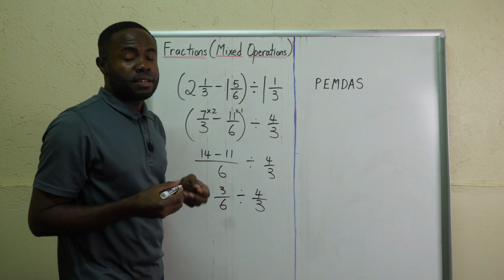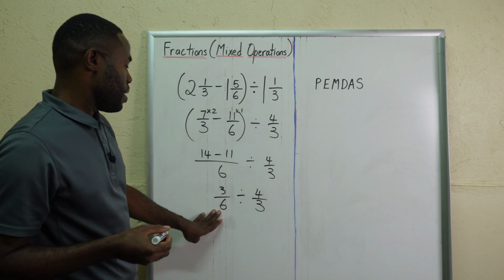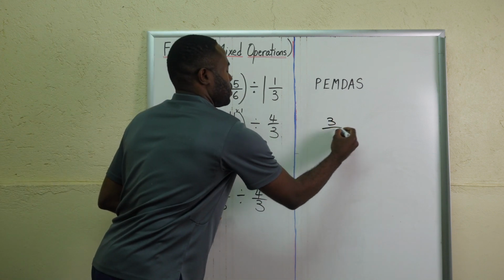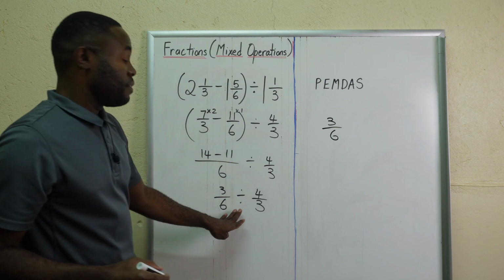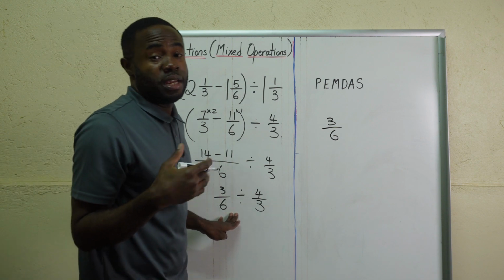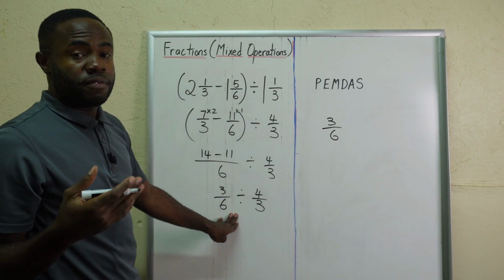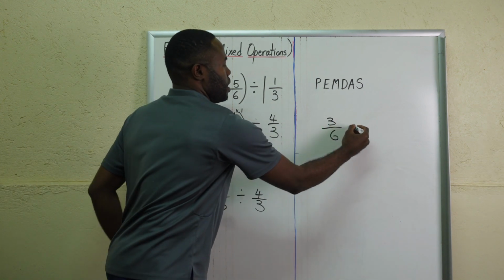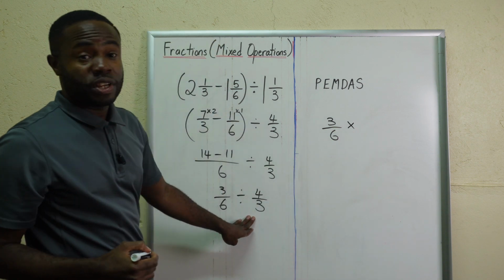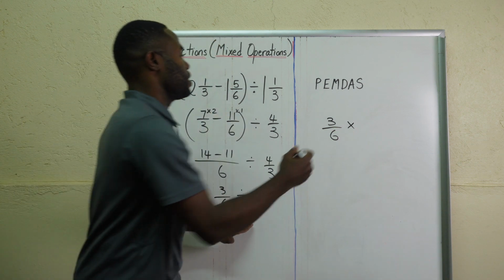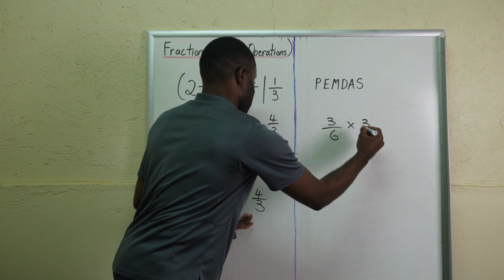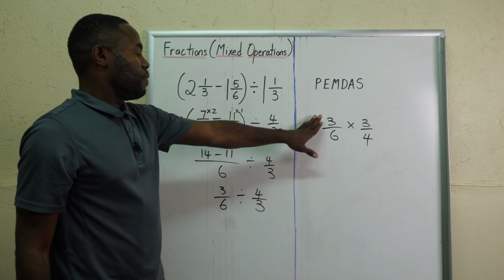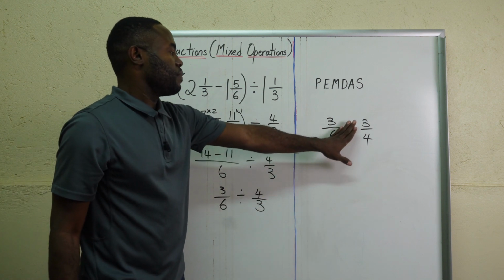When we're dividing fractions, we simply keep or rewrite the first fraction as is. So it's going to be 3 upon 6. So in fractions, again, we don't divide. We use its inverse, which is multiplication, right? So we change the division to multiplication, and then we reciprocate the second fraction. So that will now become 3 over 4. So now we have 3 over 6 times 3 over 4.